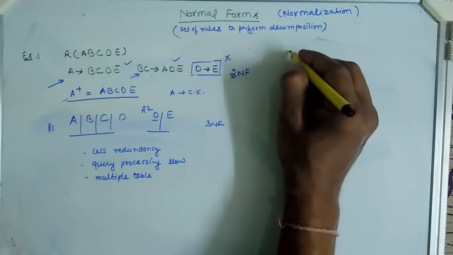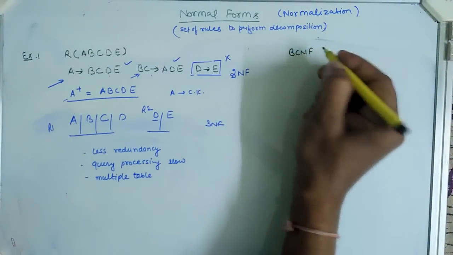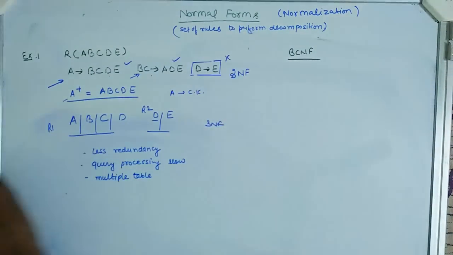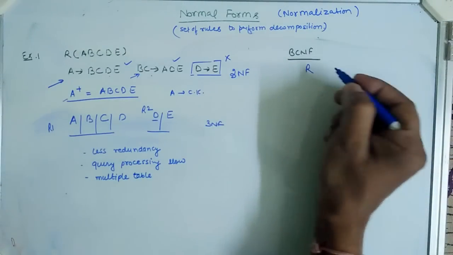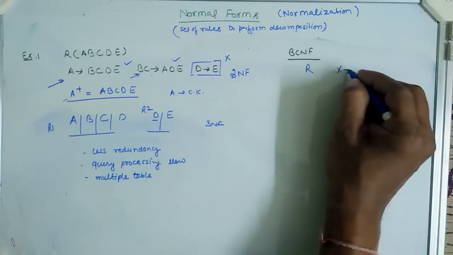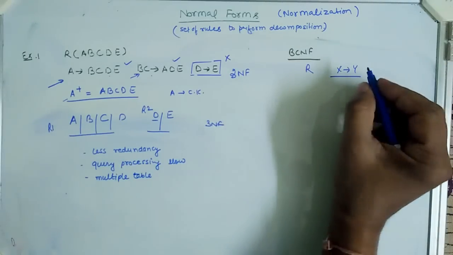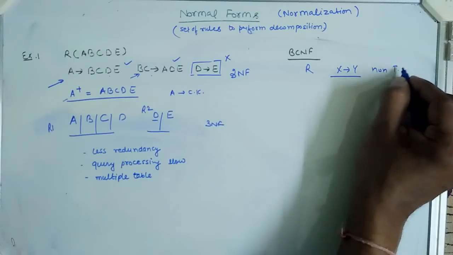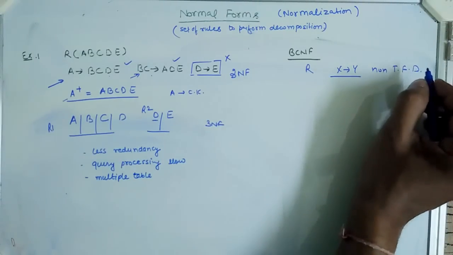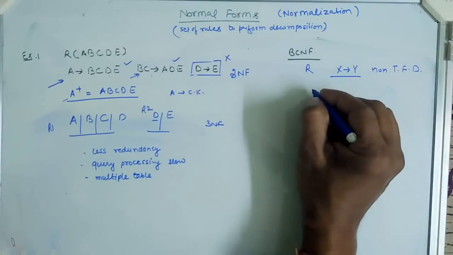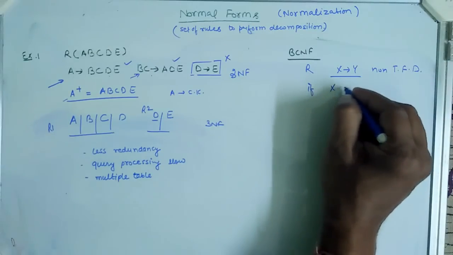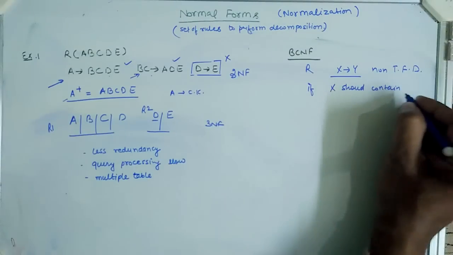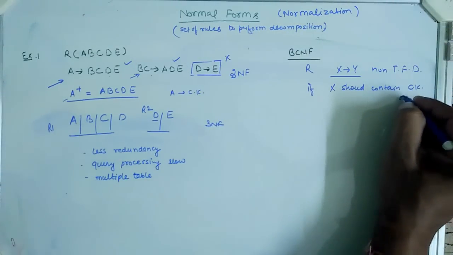Now the next one is BCNF. BCNF is a refinement of third normal form, which says that for any relation schema R, a non-trivial functional dependency X tends to Y over R is in BCNF if X should contain a candidate key or super key.